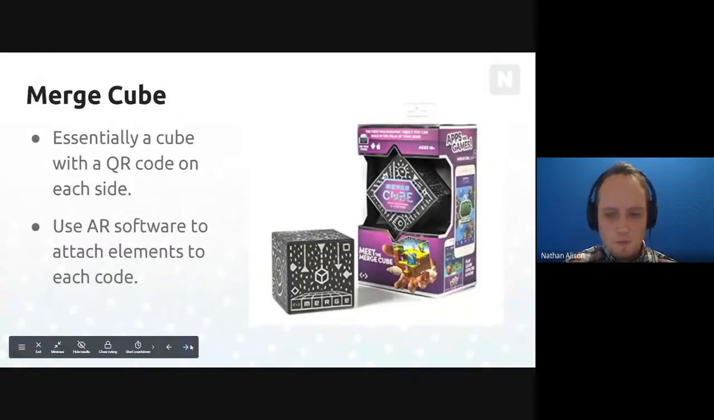The merge cube you may have heard of. It's literally a physical object. It's a piece of foam that's in the shape of a die. It's quite large, and it's got QR codes on it. And you can use that in combination with software like Metaverse to have things appear on the sides or on the inside of the cube.